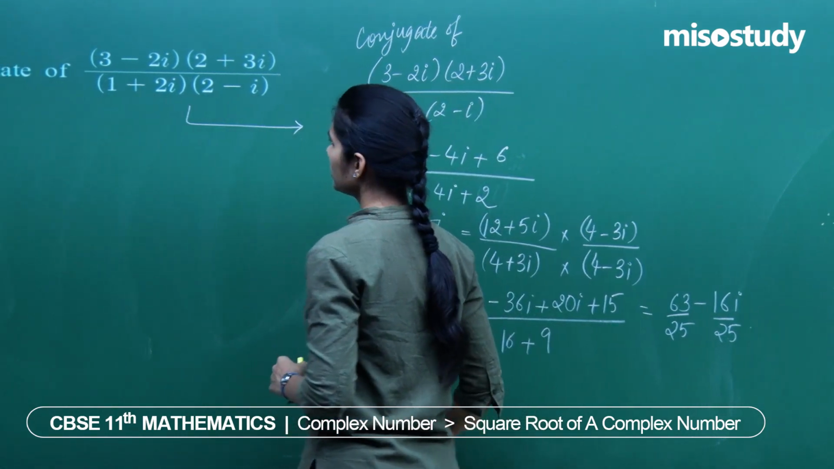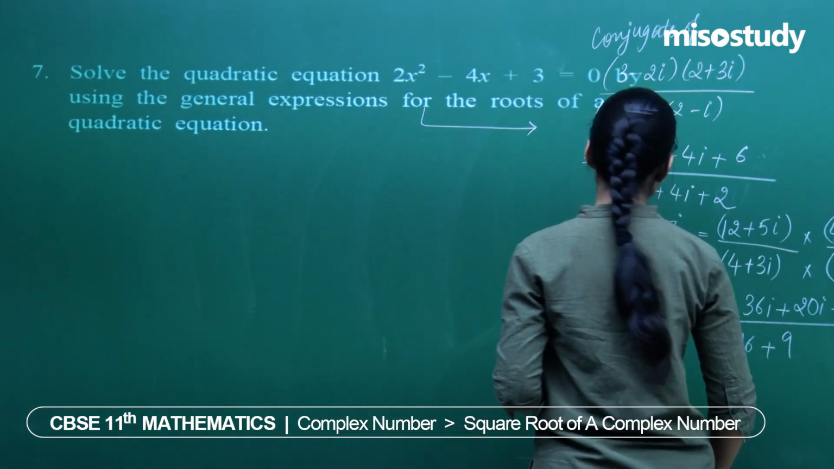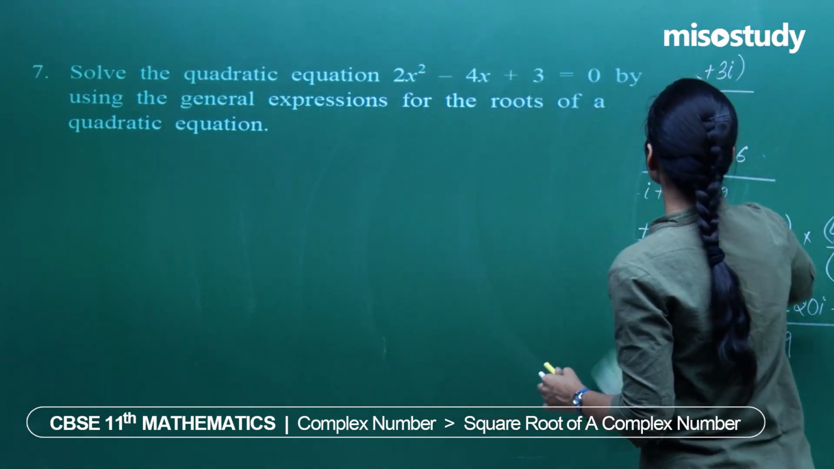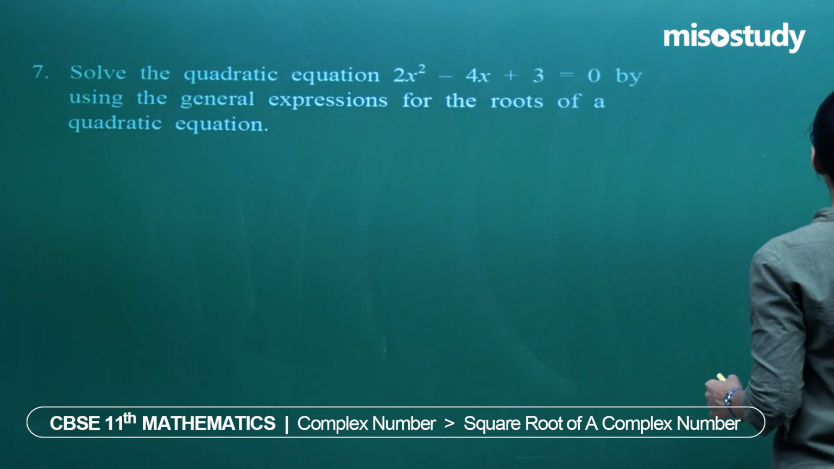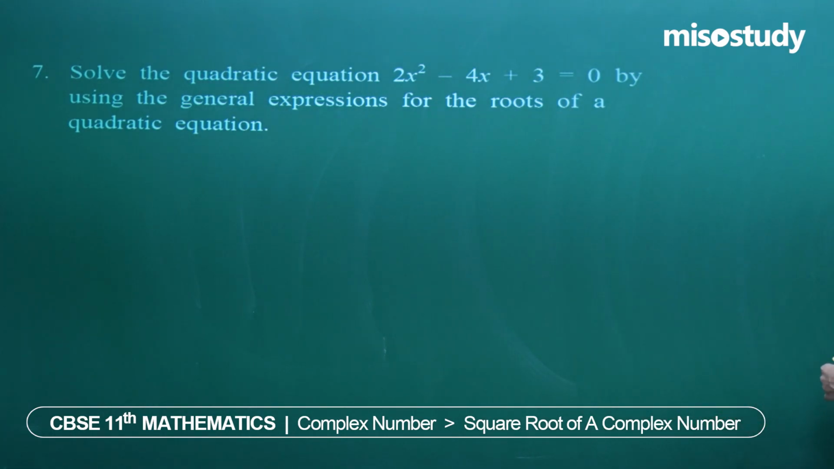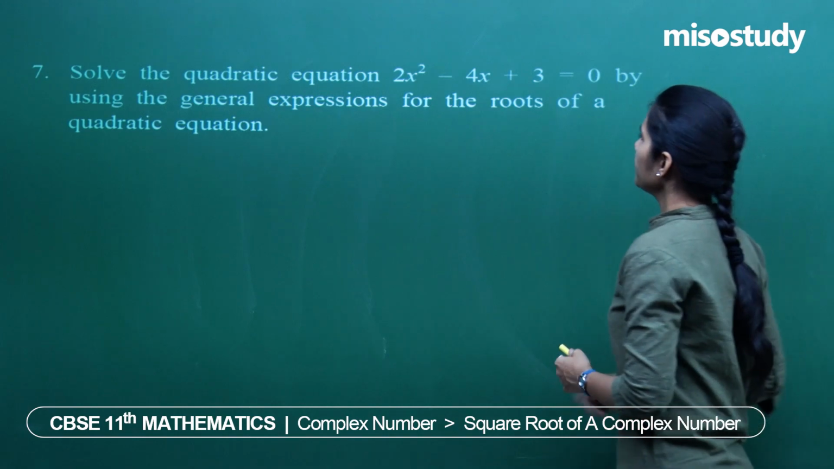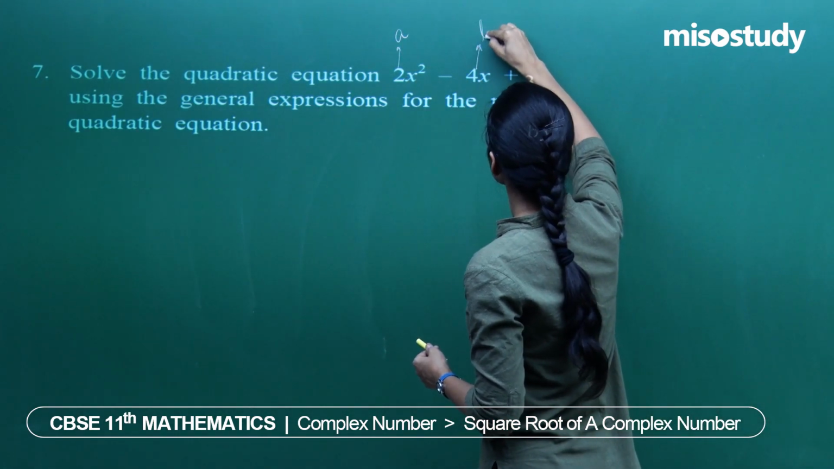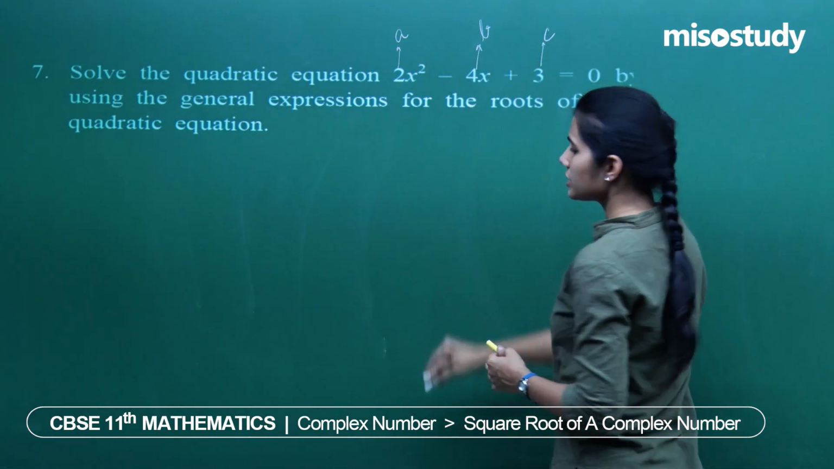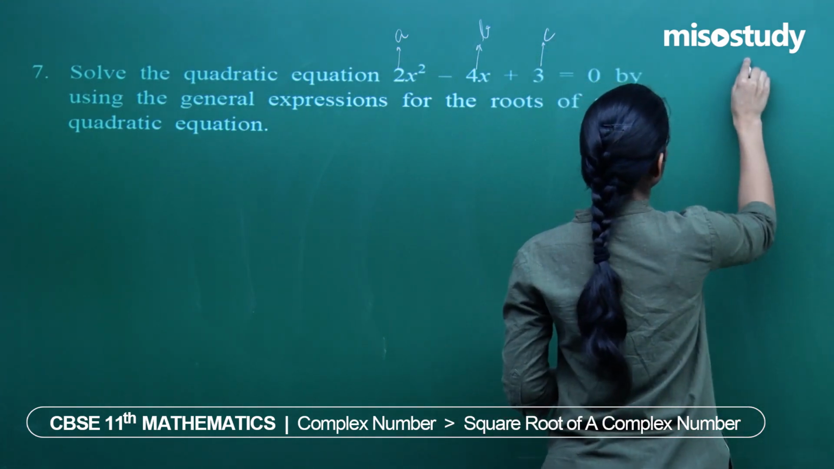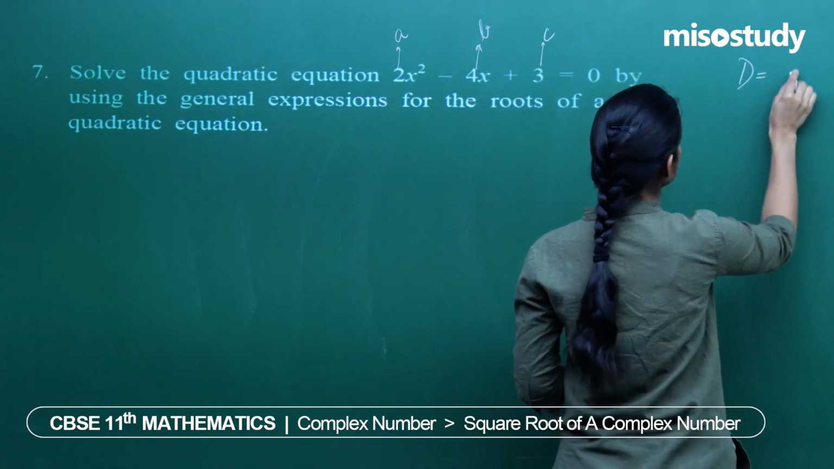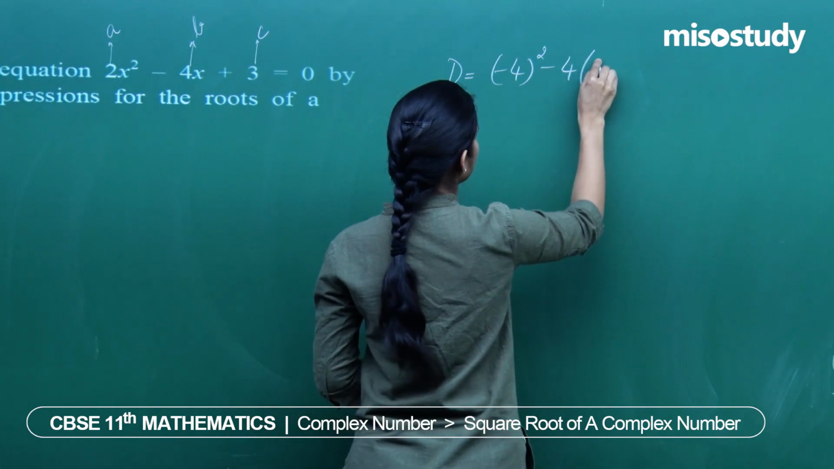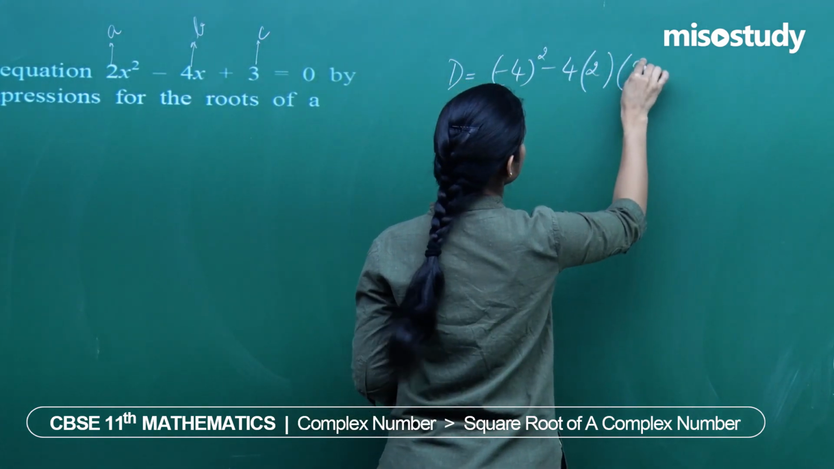Clear? Easy enough? Next we have: solve this quadratic equation using the general expression for the roots of a quadratic equation. Here we just need to directly use our formula to evaluate the roots. This is your a, −4 is your b and 3 is your c. Ax² + bx + c, discriminant is b² − 4ac.